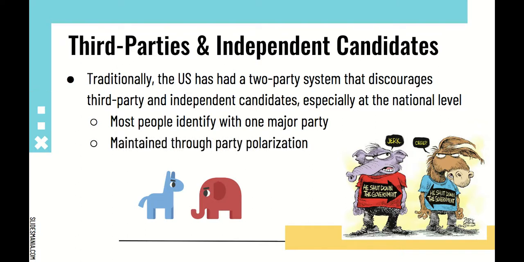And this two-party system is also maintained through that party polarization that we talked about, right? We have this two-party system. Parties are more and more moving to opposite ends of the political spectrum. So, in order to win influence in government, parties and people have to align themselves with one party over another, right? There is more pressure to align with one of the major parties versus a third party.